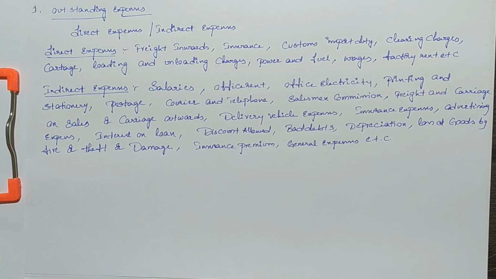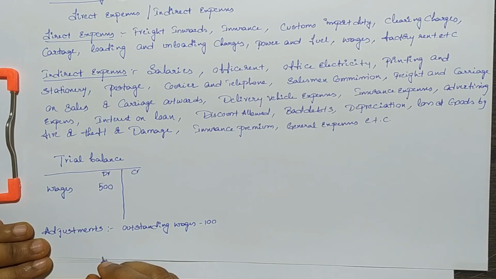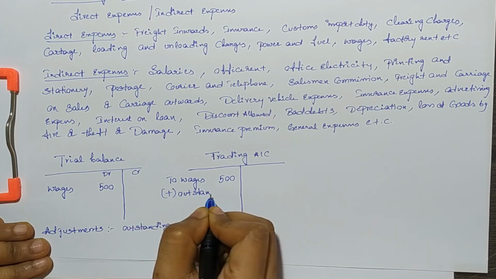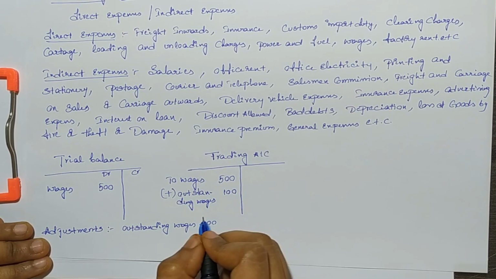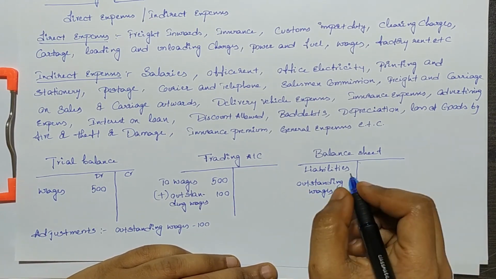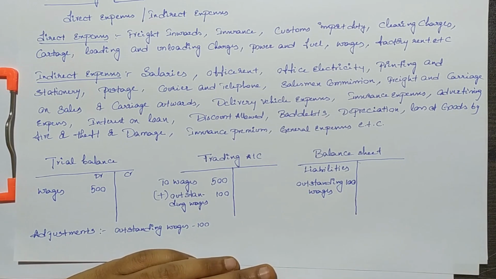Now let's understand this with an example. In the trial balance, we have wages account balance which is 500. Also in the adjustments, we have outstanding wages amount that is 100. In this case, we will add outstanding wages amount to the wages amount on the debit side of the trading account, and also we will show the outstanding amount on the liability side of the balance sheet. This is an example for direct expense because wages is a direct expense.